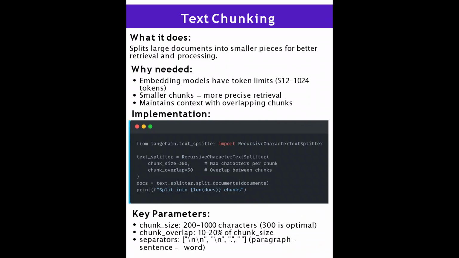How have we implemented it? There is simple syntax: from langchain.text_splitter import. You can also find this information in Google or ChatGPT or any other tool. Just search it, and you can also find the complete code in standard format. Key parameters: mainly chunk size, between 200 to 1000 characters, 300 to 400 is optimal. Chunk overlap is 10 to 20% of chunk size. Separators: paragraph, sentence, words, and other things.